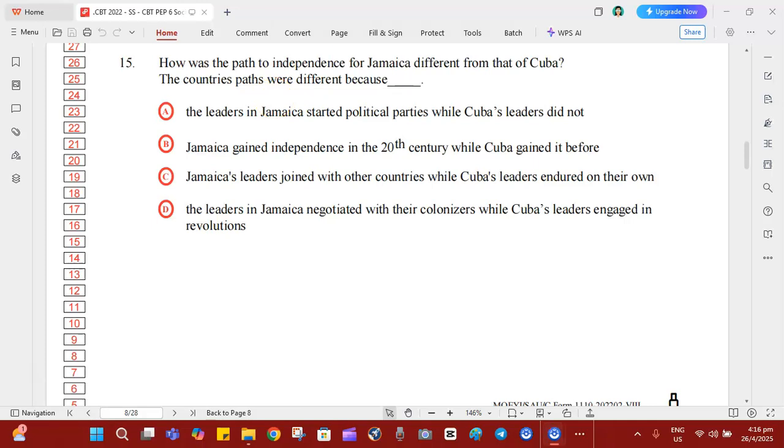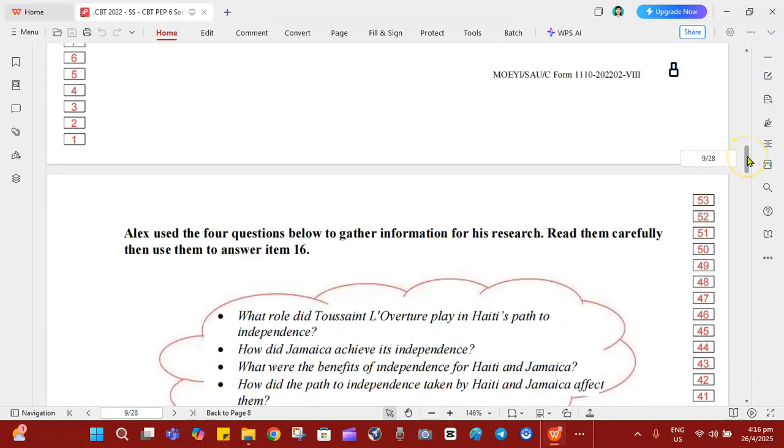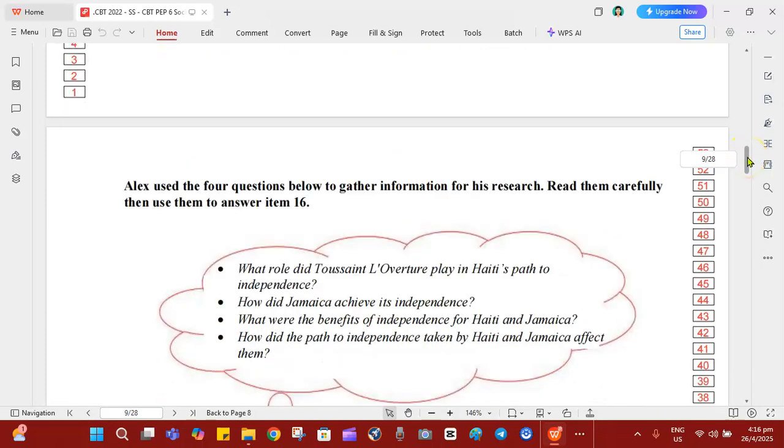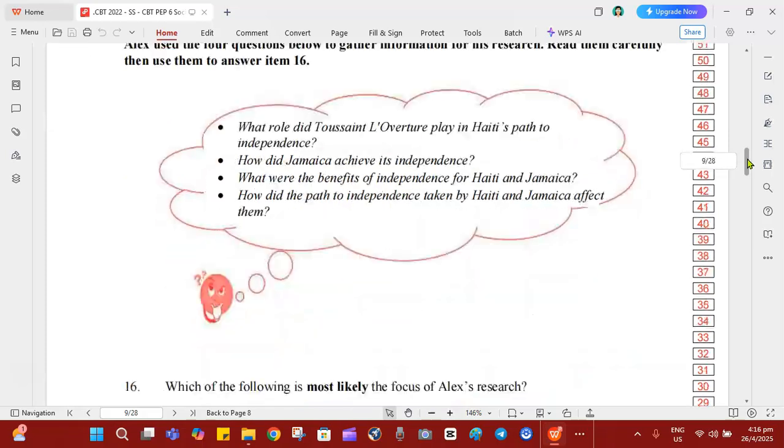And it's D. Remember, we did not fight for our independence. During that time, we had peaceful negotiation. Cuba fought 3 wars. They had a 10-year war, I think a 3-year war, and a little war which lasted for about 1 year. So they fought 3 wars.